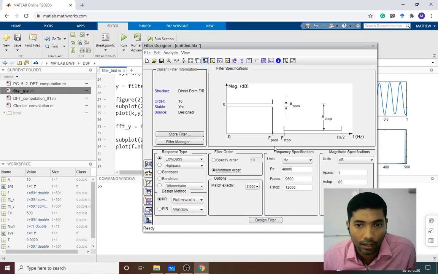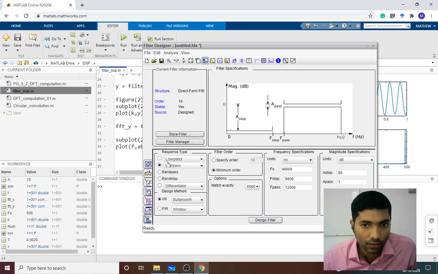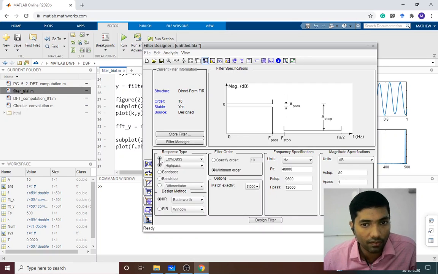Since it is a low pass, it has 0 dB till F pass, and it is very low after F stop. If it was high pass, suppose you select high pass, you can see that it is changing. For the moment, let's stick to low pass filter. There are four specifications. One is F pass, which is the pass band frequency. F stop is the stop band frequency. A pass is the pass band attenuation, and A stop is the stop band attenuation.